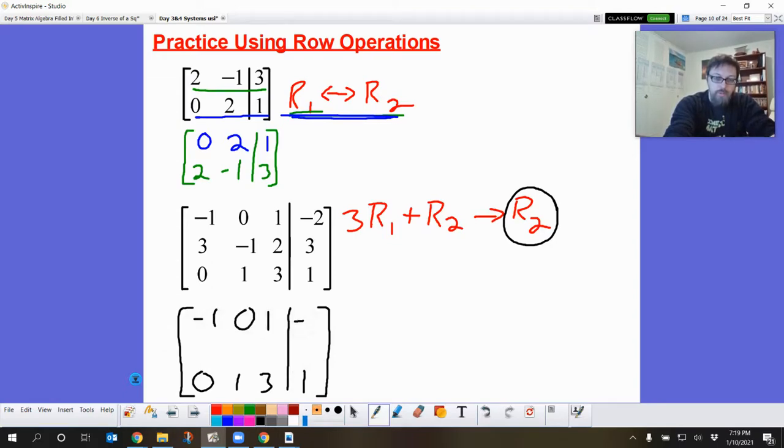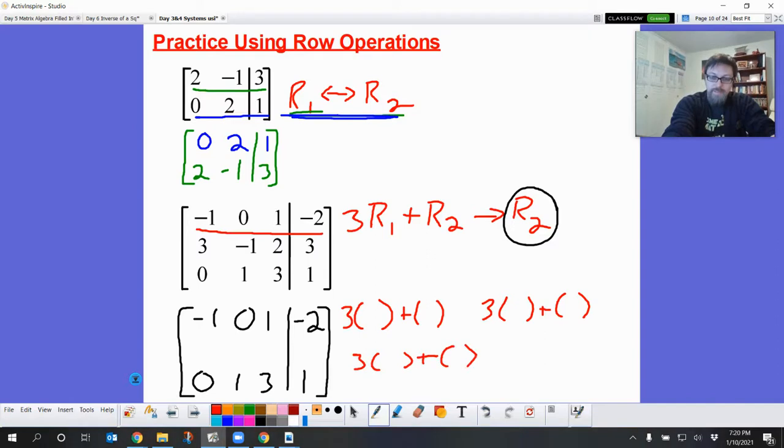But I like to use one color for something that I'm just copying and another color for when I'm actually doing a row operation. So for the row operation, I've got 4 spots where I have to do something. I have to do 3 times something plus something else. And I have to do that for each one of these spots because I have to go all the way across the row. So I'm going to write out the things I'm going to do. 3 times something plus something else. And I'm not going to be able to get them all in order. Sorry. Something else, 3 times something plus something else.